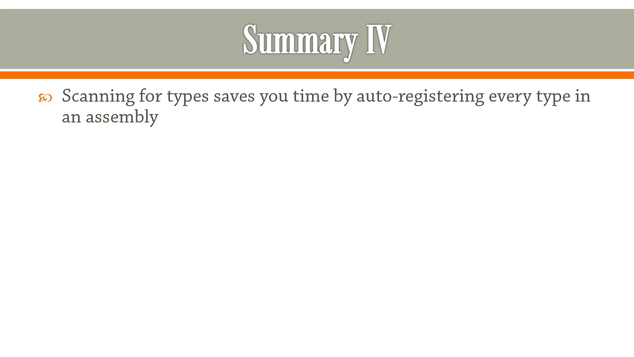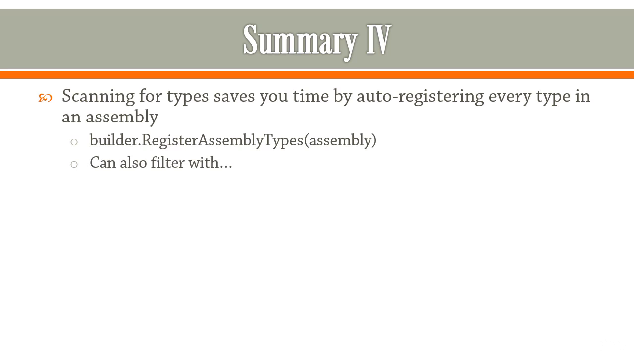Essentially this saves you a lot of time by auto registering every type in the assembly. So you just say builder.RegisterAssemblyTypes(assembly), and every single type is going to be registered in the dependency injection container. But you can also do filtering, which feels kind of like calling LINQ operators.